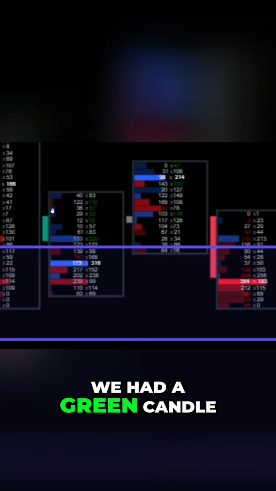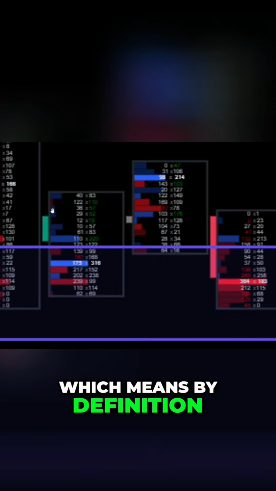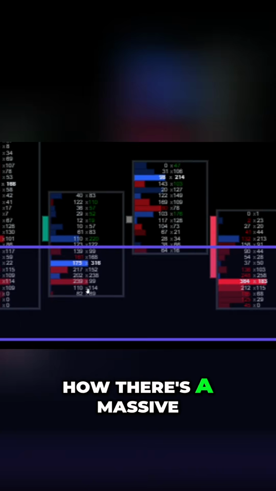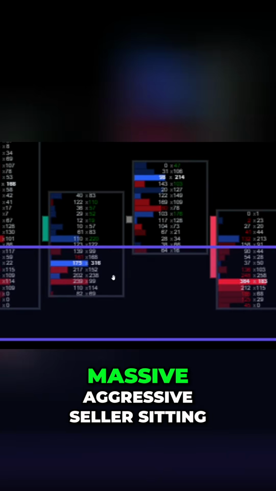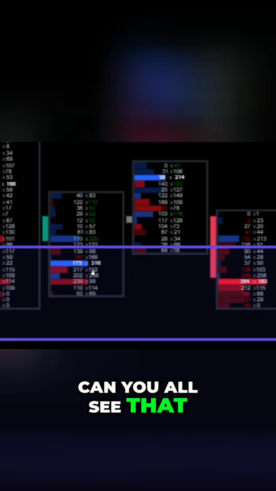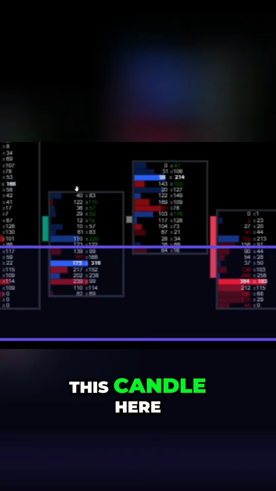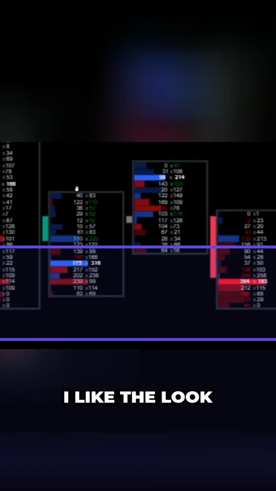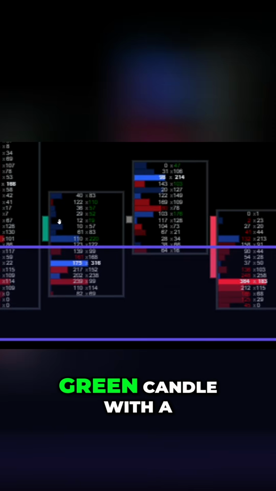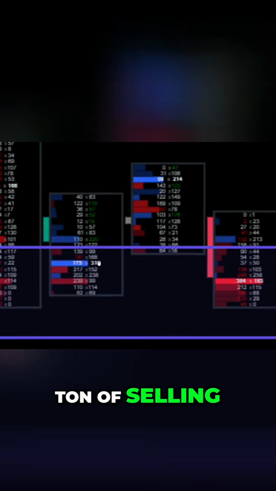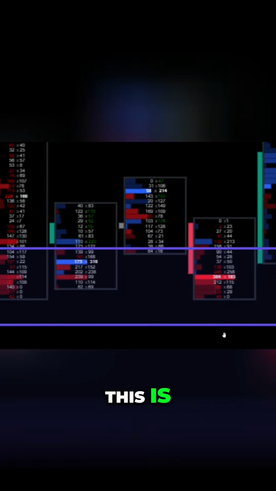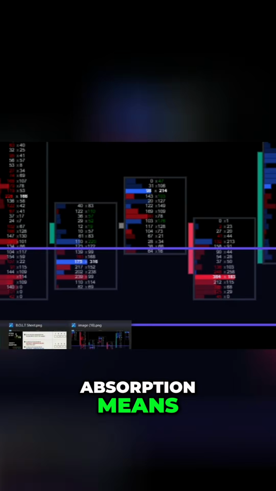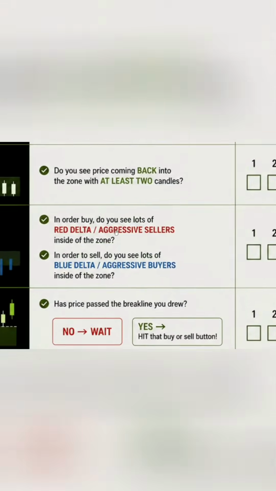Can you see how we had a green candle, which means by definition the candle is bullish? But can you see how there's a massive, aggressive seller sitting over here? Can you all see that? Yes. Typically in a trade, you're only going to see one or two candles where you think, okay, I like the look of that. When you see a green candle with a ton of selling and we cannot break below the zone, this is what liquidity absorption means.